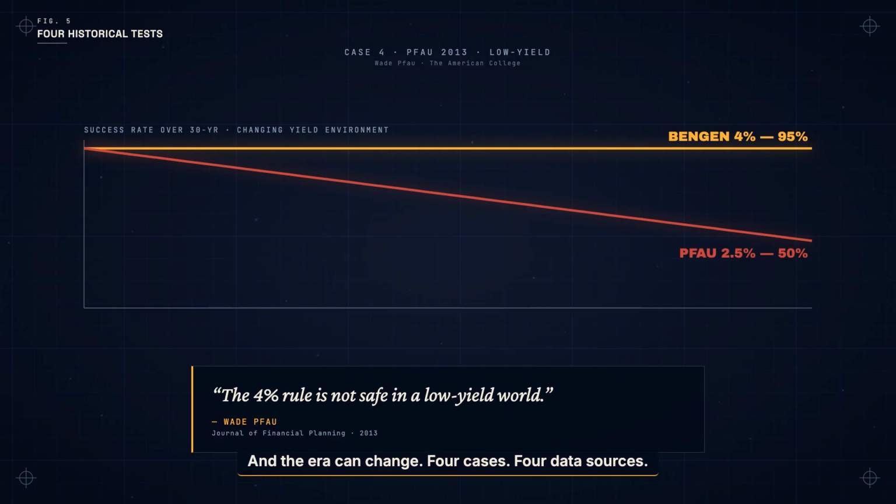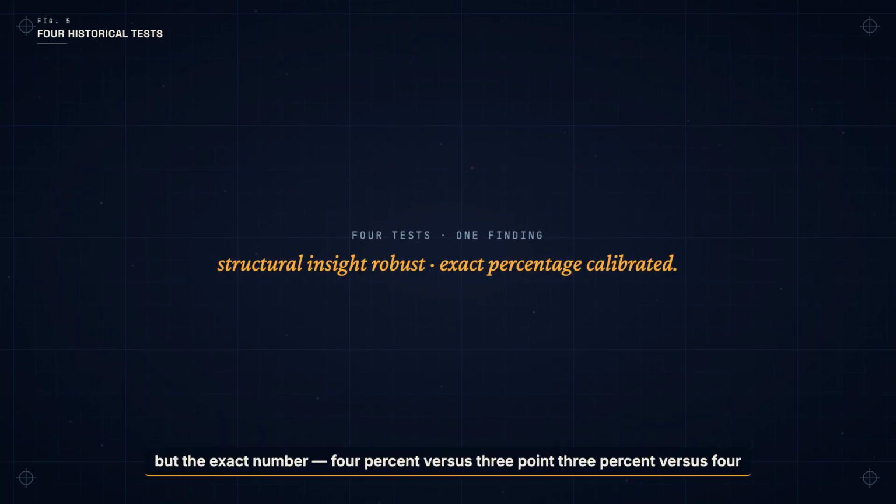Four cases, four data sources. The 4% rule survives in every American historical scenario, but the exact number, 4% versus 3.3% versus 4.7%, depends on the era.